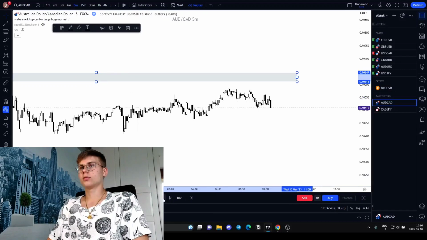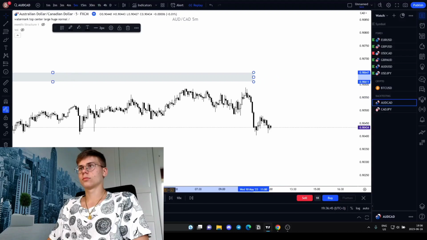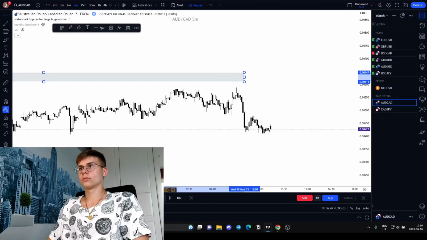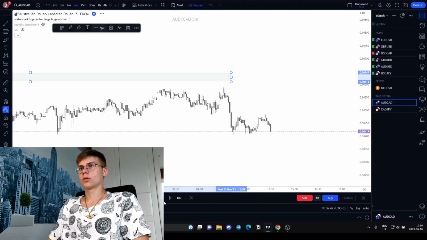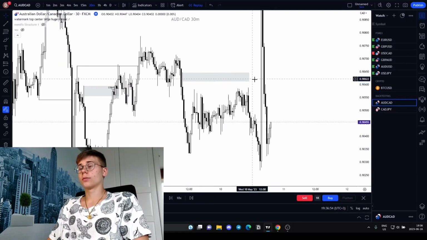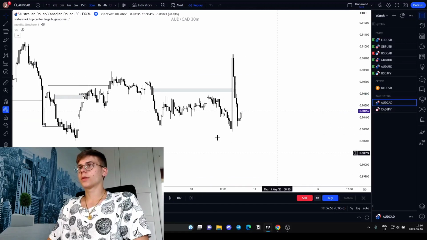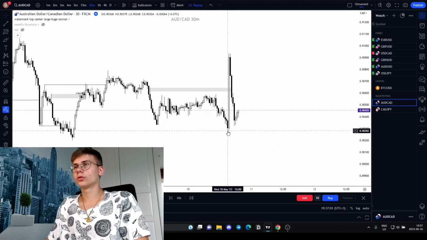Coming to that zone. We can go to a bigger time frame. Okay, that was probably news. That's why we don't trade in the red news.